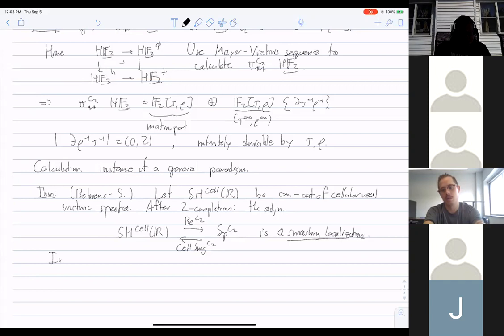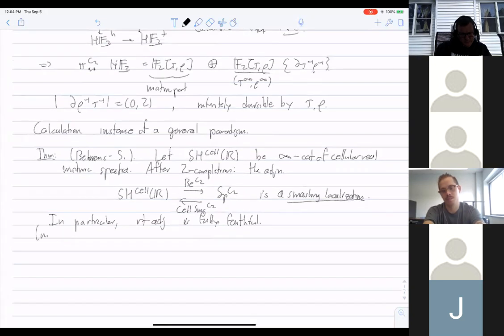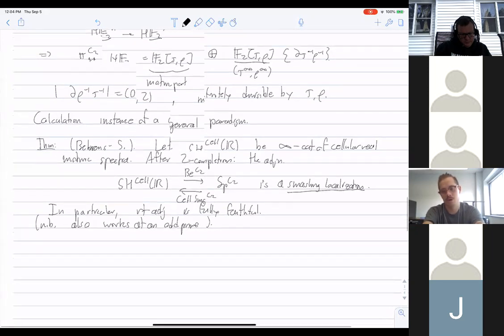In particular, the right adjoint is fully faithful. And let me note, this also works at an odd prime, but the odd primary statement is far less interesting because the C2 Tate construction tends to vanish on p-complete objects.